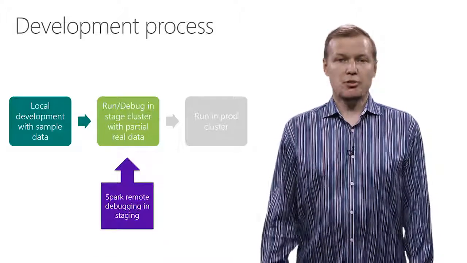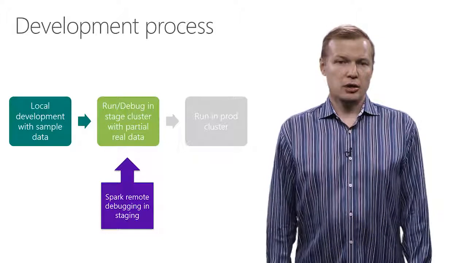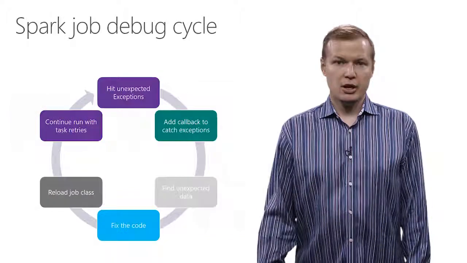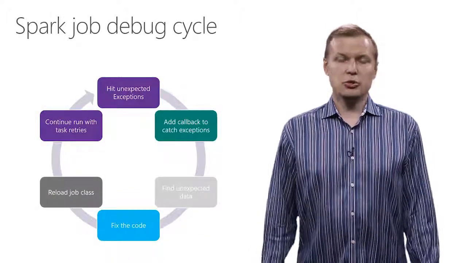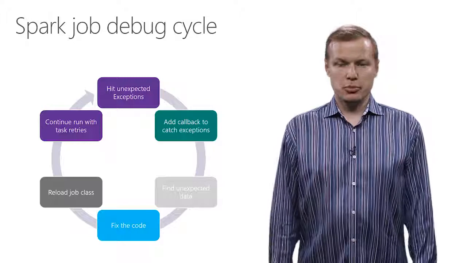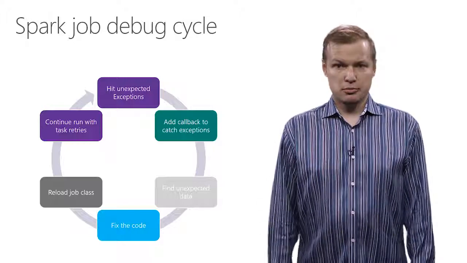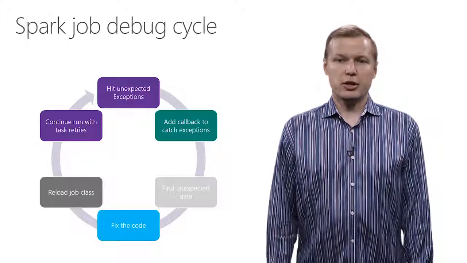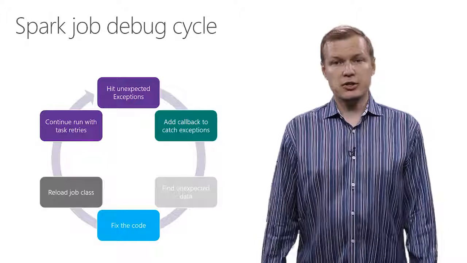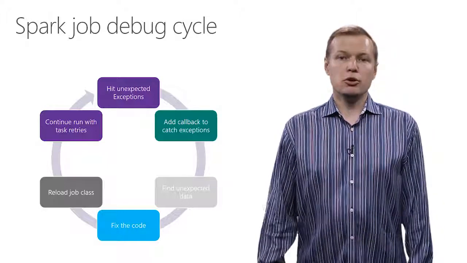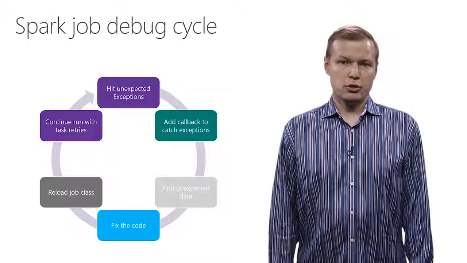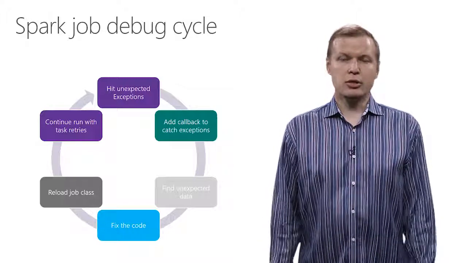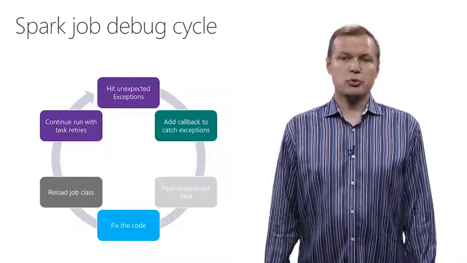With the new tools, now we can attach a debugger directly to the Spark job running in a staging environment or even in production. This changes our development process, and in the new debugging cycle, we can now stop the Spark job directly at the moment when the error occurs. We can use local variable tools to inspect what data caused the error. Then we can fix the error, and even more impressive, we can reload classes without stopping the job and resume the execution of the job. This cuts out whole iterations from our debugging process and improves productivity.